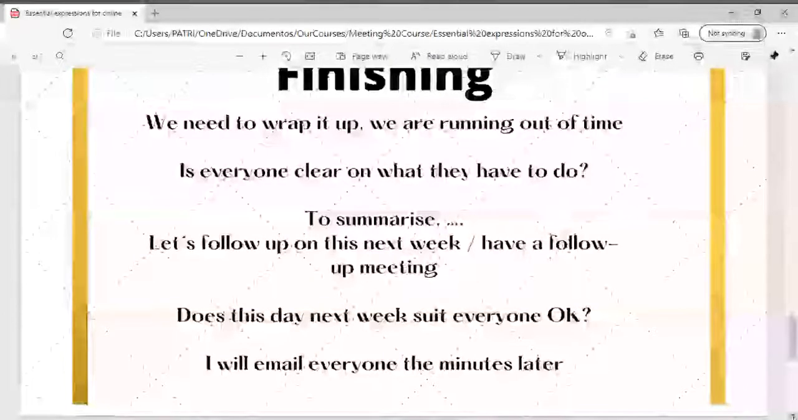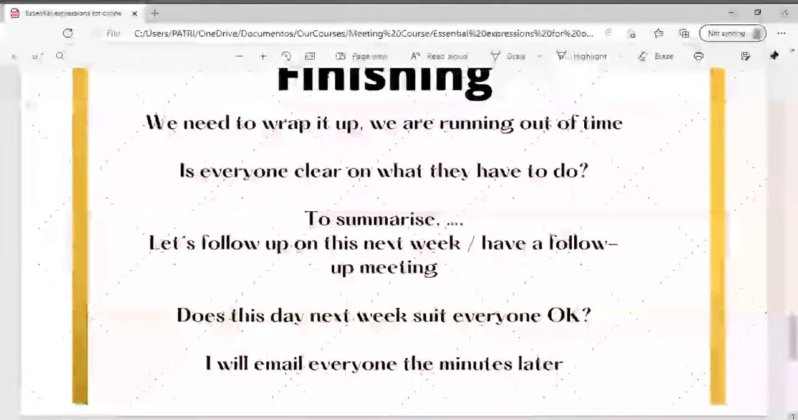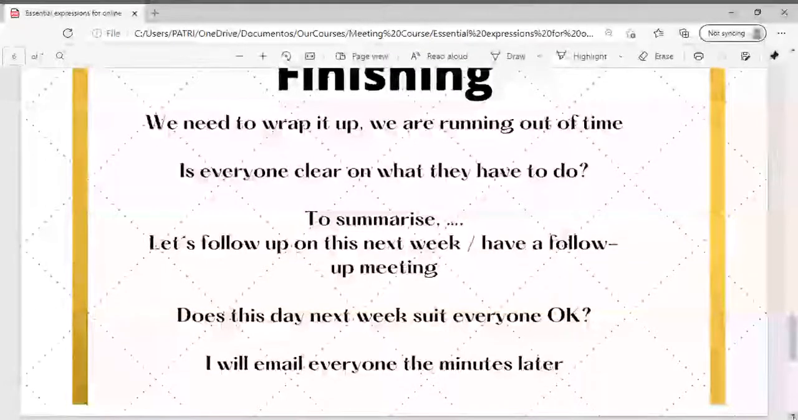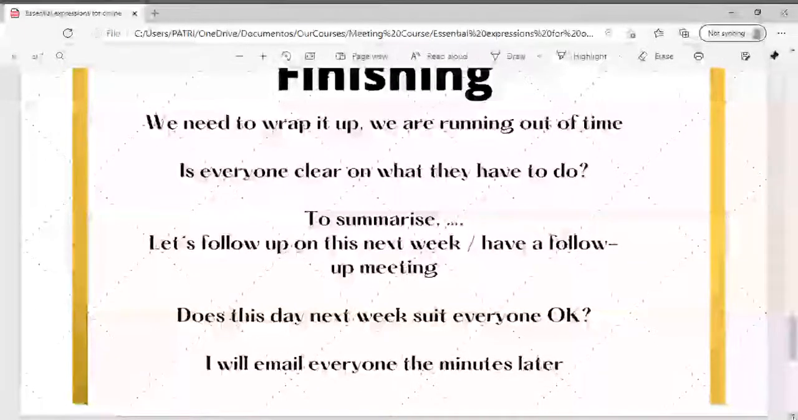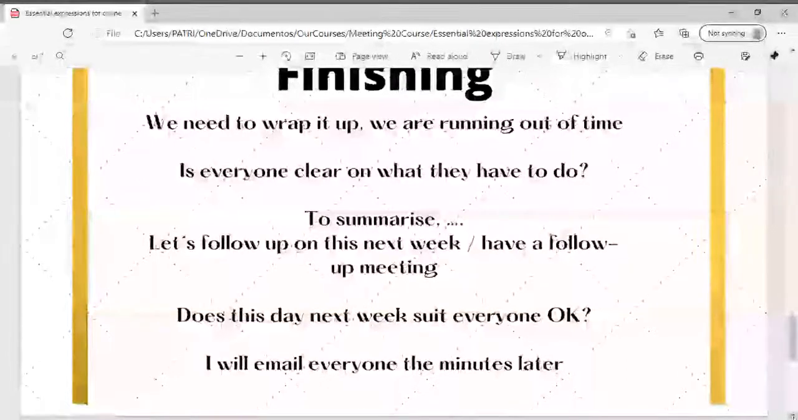So the minutes of the meeting are the notes that you take in the meeting in written form, usually sent by email or in a short report, okay? Not all meetings do that, but the more important ones would do that to have a record of what was being said. So I will email everyone the minutes later, okay?